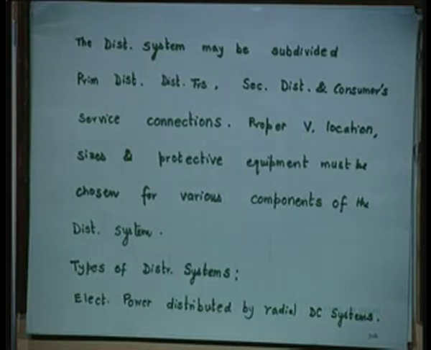Proper voltage is very important. In any distribution system, if the voltage is not proper, your system won't work, your fridge won't work, or you will have to put in a voltage stabilizer, which you normally do in India. Everywhere you have to have a voltage stabilizer, you have to have a UPS system.